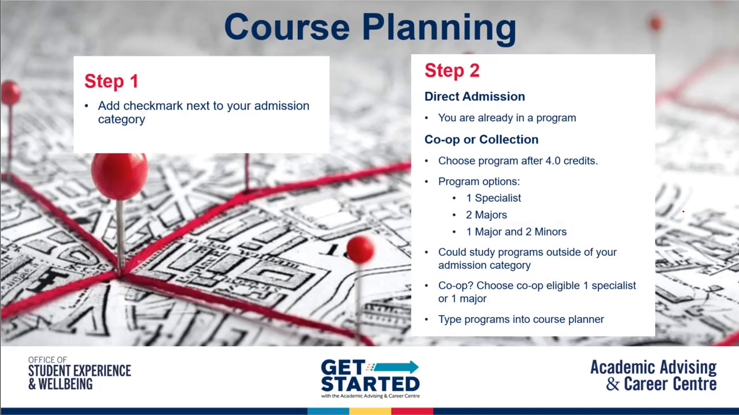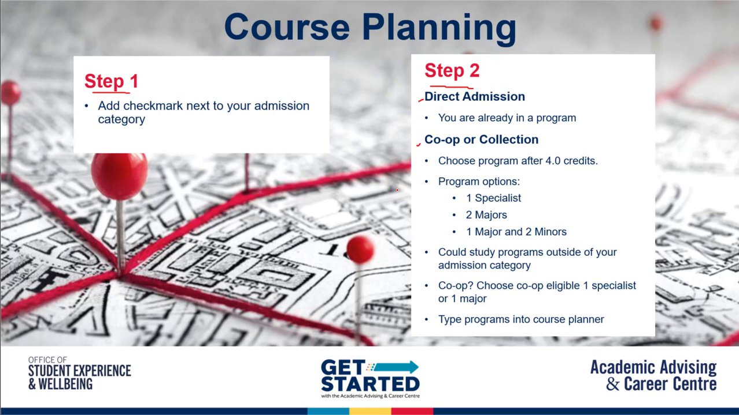So let's go through the course planning steps. They could be found on the course planner. So step 1, add a check mark next to your admission category. Step 2, figure out if you're directly admitted into a program or if you have been admitted into co-op or collection of programs. So if you're directly admitted, you're already in a program. You don't have to figure out which programs you want to study.